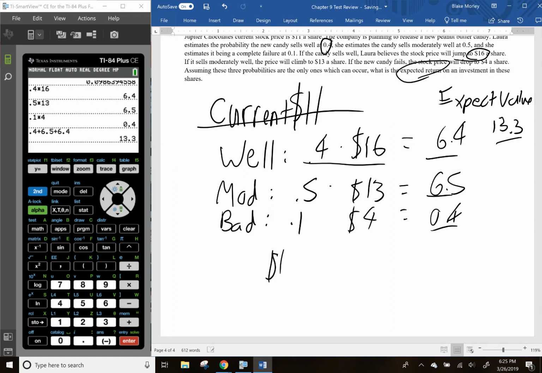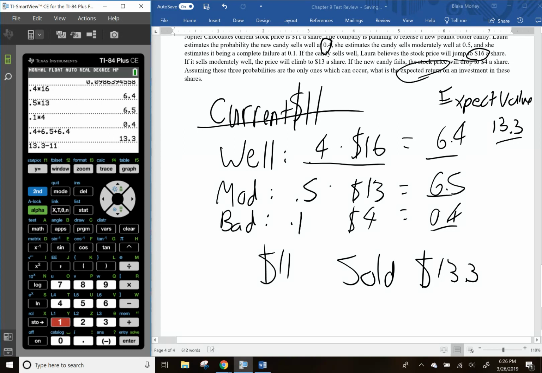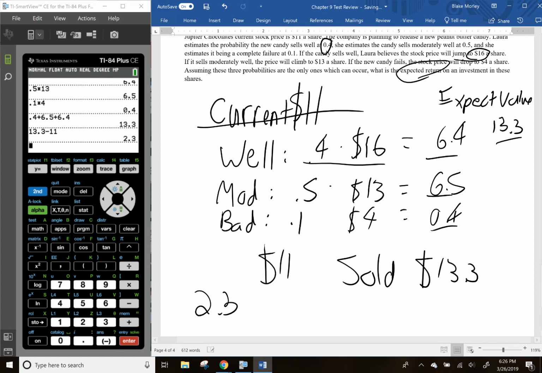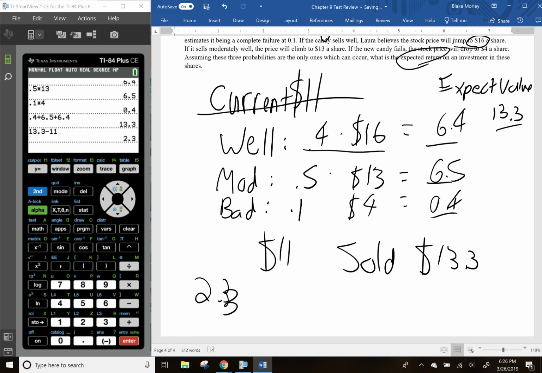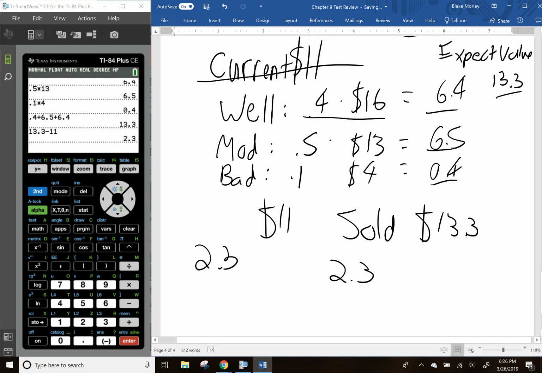Well, if I bought it for 11 and then sold it for 13.3, how much money am I going to make per share? Well, 13.3 minus 11 is 2.3 per share. So I'm going to make 2.3 per share. But again, this is my profit. I'm profiting $2.30 per share. What is my return rate? Well, let's take the 2.3, which is my profit, and divide it by my original investment amount, which is $11. So what rate is $2.30 from $11?